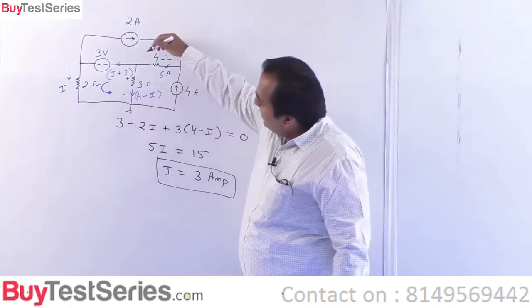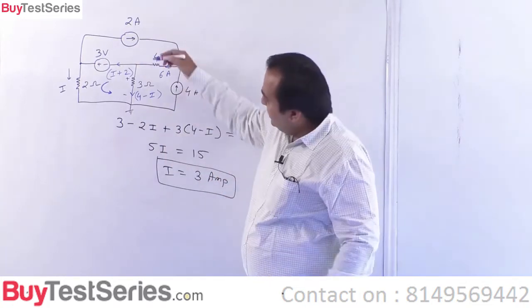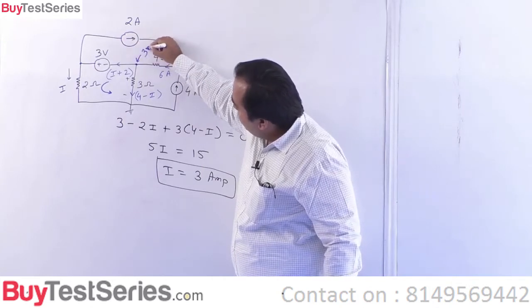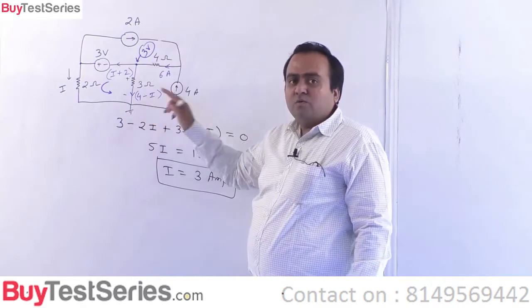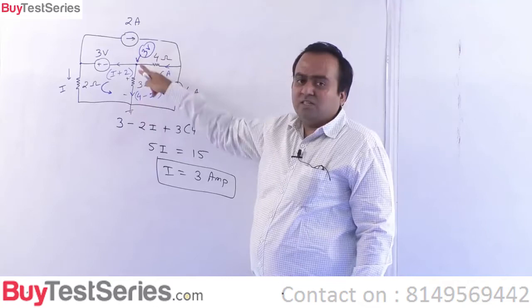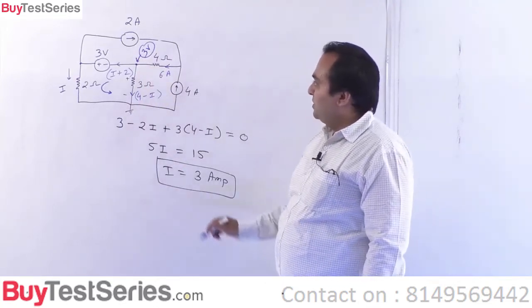If this is 1 ampere, this voltage here must be 3 volts. This has to be 3 volts here. This must be 3 volts, right? 4 minus I is 1 ampere. 1 ampere flowing through 3 ohm. This will be 3 volt, plus on the upper side, minus on the lower side. So this has to be 3 volts.